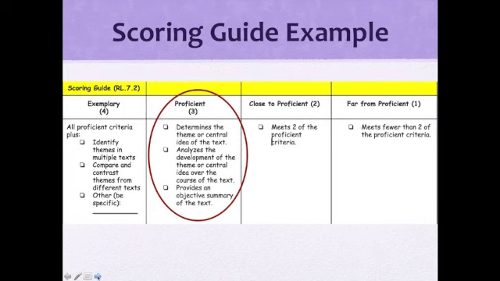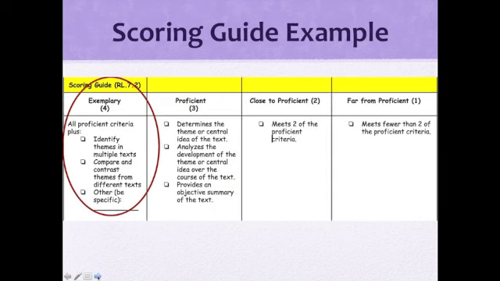If a student earns a level 3 on a given standard, they are proficient. Here you can see, in order for a student to be proficient in Reading Literature 7.2, they were able to determine the theme or central idea of the text, analyze the development of the theme or central idea over the course of the text, and provide an objective summary of the text.